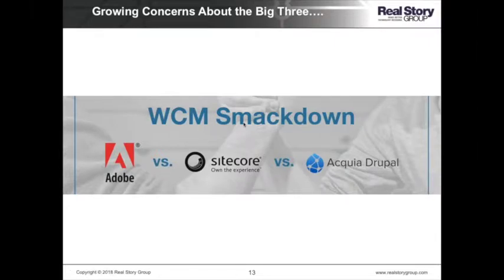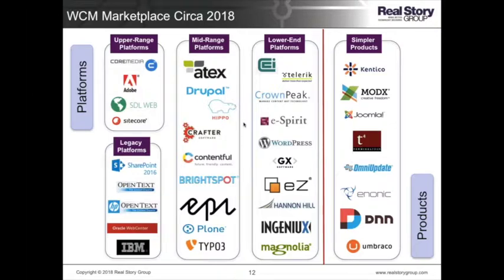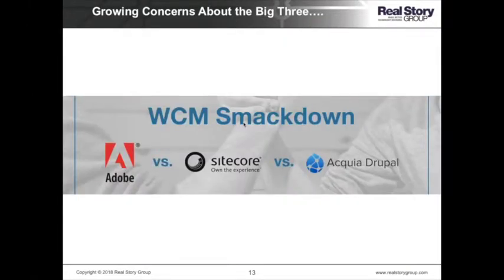So I mentioned that there was this kind of upper tier, and in particular, what we're seeing is a lot of energy and enthusiasm around these enormously complex platforms, Adobe AEM, Sitecore, and Acquia's build of Drupal and all the additional modules that Acquia has built on top of Drupal. And so it's quite frequently we see one or more of these on people's WCM shortlist. I think that as we roll into 2018, though, there are some concerns about this.